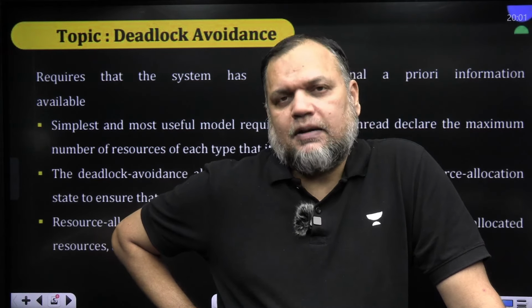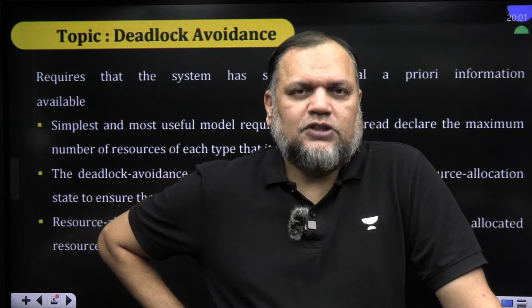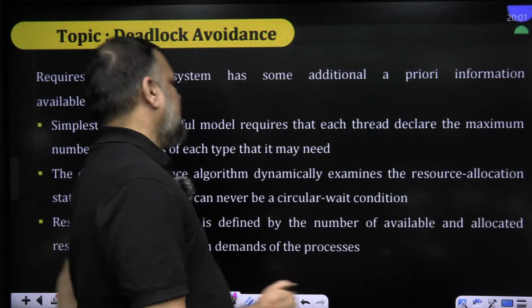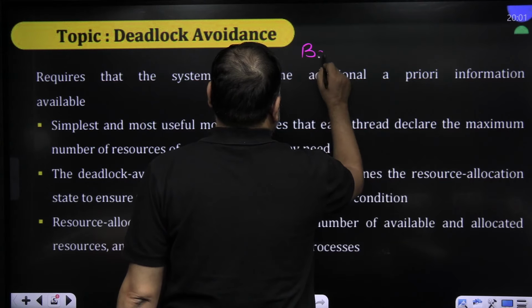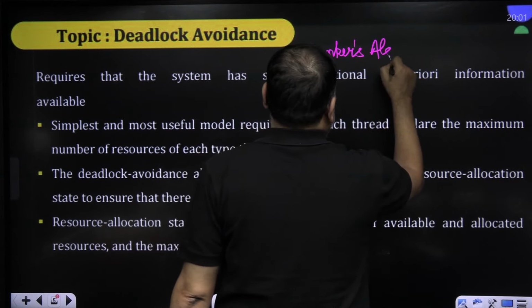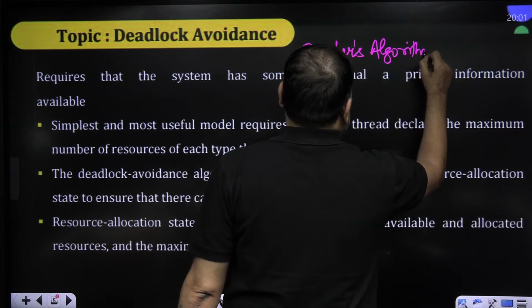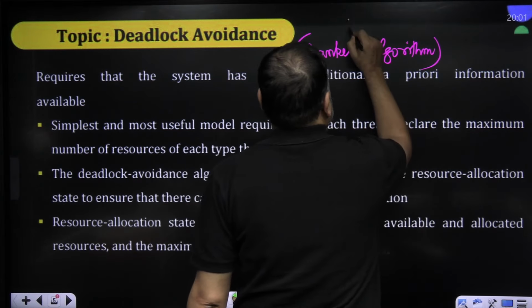Then the second approach of dealing with deadlock is called deadlock avoidance. Jisme jahan par jo major strategy hai wo hai Banker's algorithm for multi instance. Iski hum baat karenge. Banker's algorithm. So Banker's algorithm is applicable for multi instance resources.